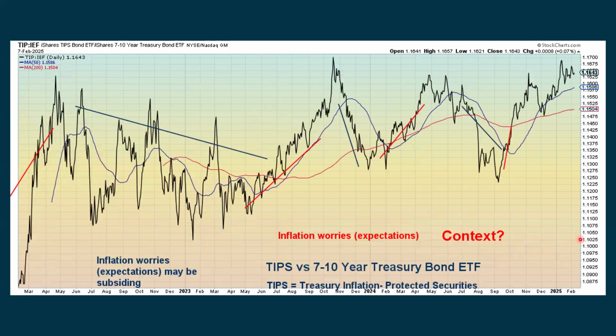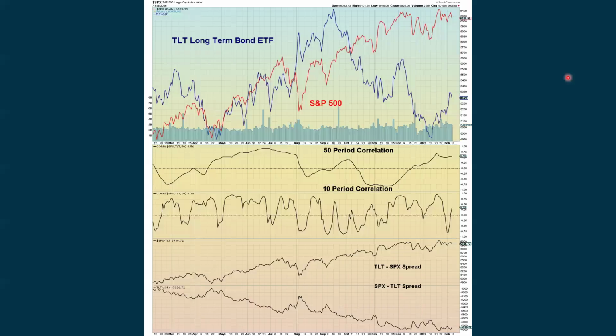And then do that same thing. We look at TIPS and then look further out with 7 to 10 year bonds. This is also continuing to go up, which means that inflation concerns may be starting to come back in and have been now going into last fall in 2024 and continuing through into 2025.